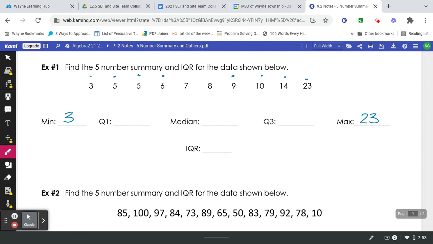So here I have 4 numbers above and 4 numbers below, and I end up with a 7 and the 8 in the middle. So my median would be 7 plus 8 divided by 2, 7.5.